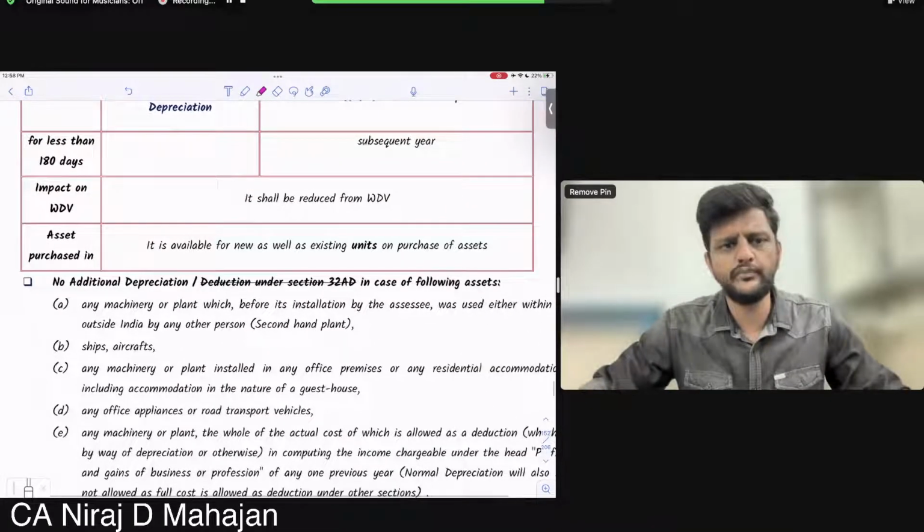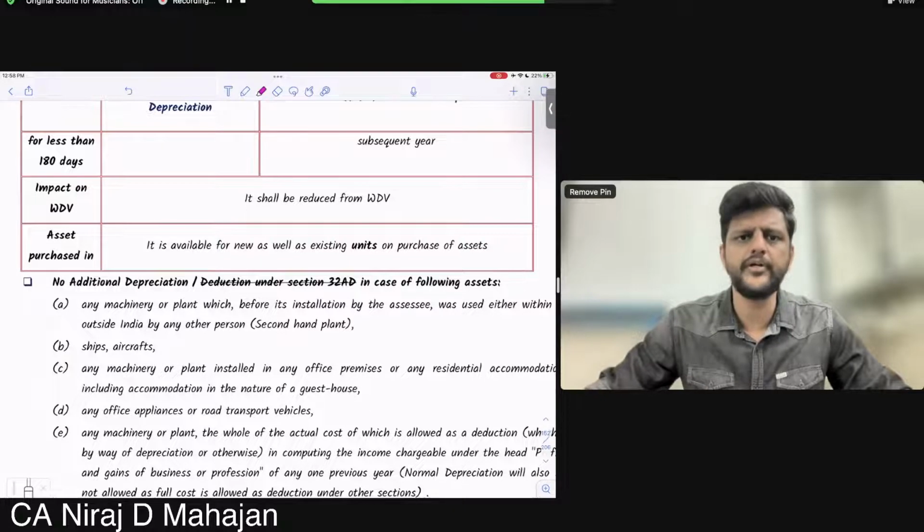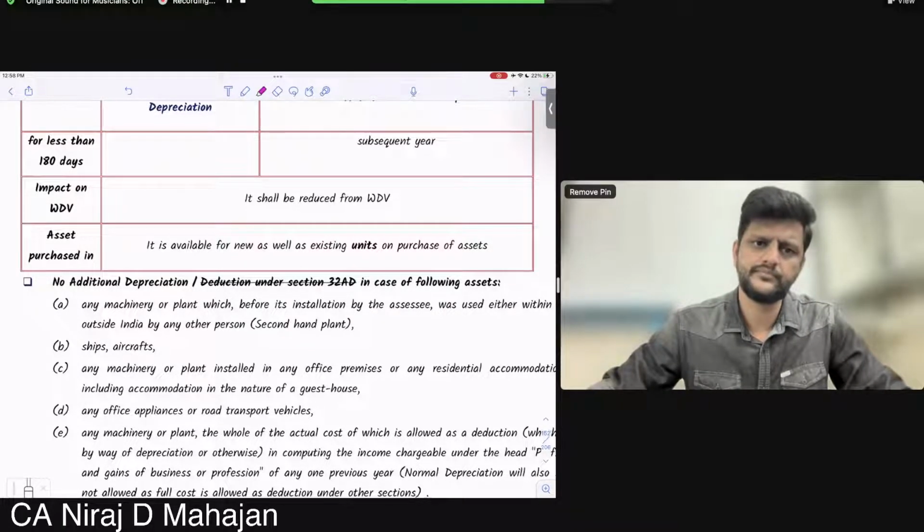Impact on WDV is what? You will reduce the depreciation from WDV. Clear?